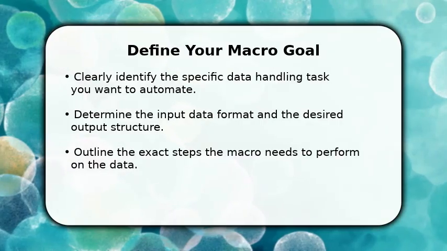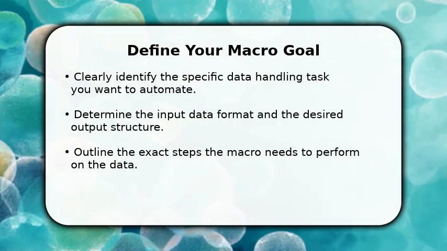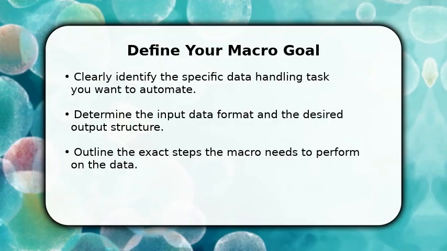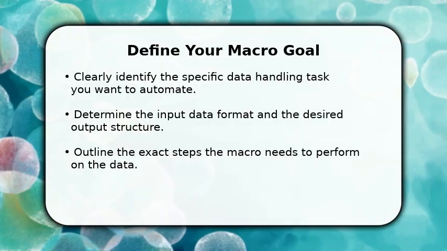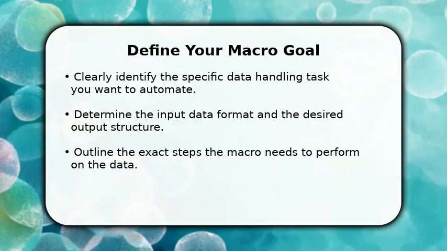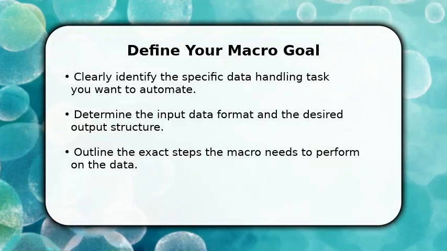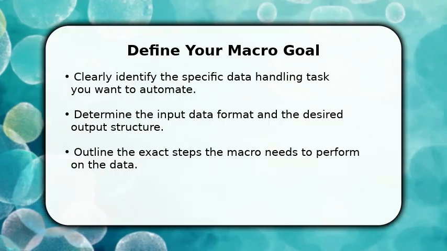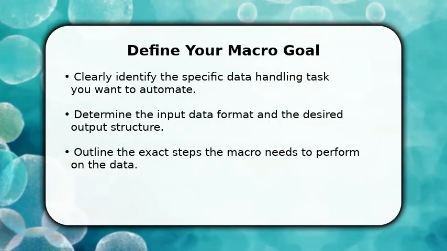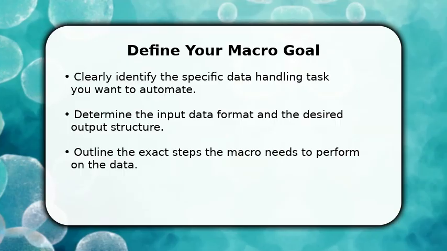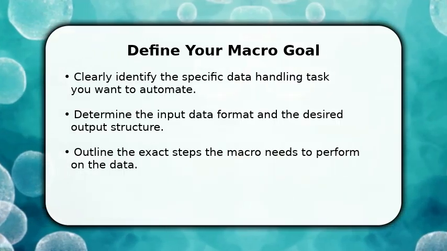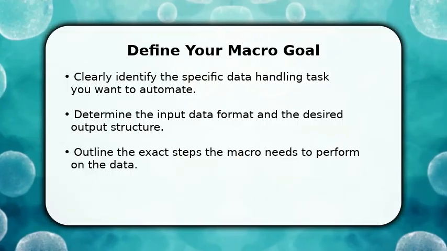In this video, I will explain how to get macro data handling. First, let's define your goal. Begin by clearly identifying the specific data handling task you wish to automate. Think about what data you start with and what you want the final result to look like. For example, you might want to process thousands of rows of sales data, extracting key metrics or reformatting information. A well-defined goal is the foundation for a successful macro.